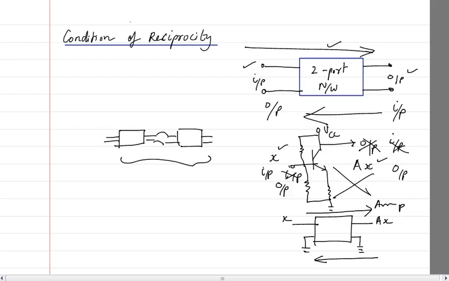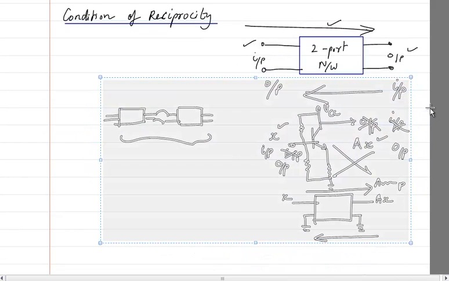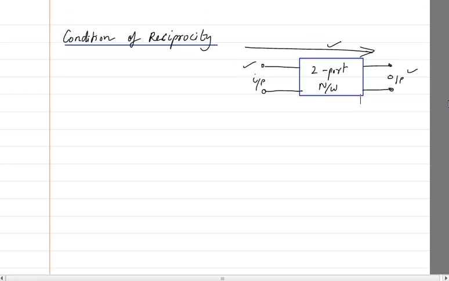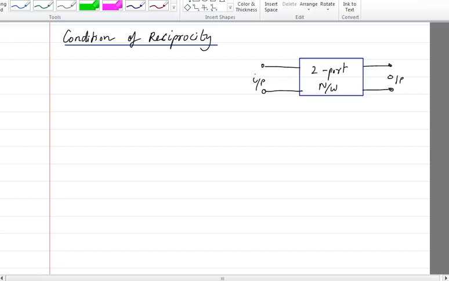It's not reciprocal. But there are circuits which are reciprocal in nature. That means they can be used in both directions. You can use this side as input and this side as output, or even use this side as input and this side as output. If you want to know whether a circuit or a two-port network is reciprocal or not, then by looking at the Z parameter you will be able to find out.